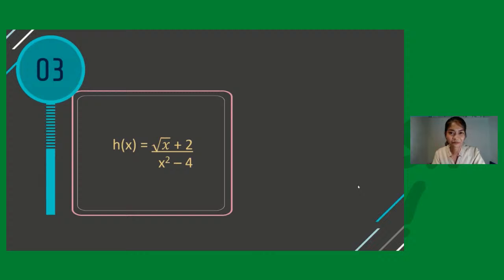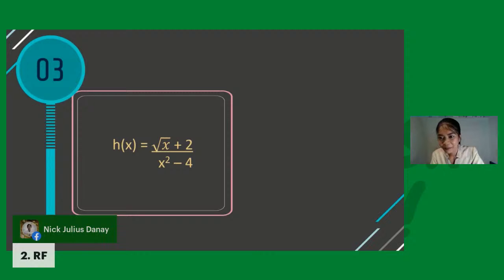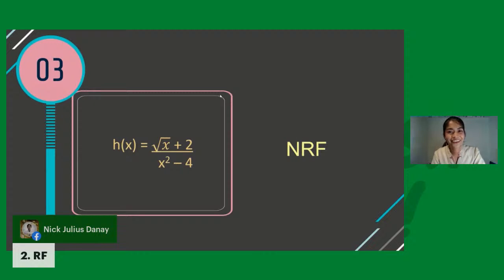How about number 3? Given the function h of x equals square root of x plus 2 all over x squared minus 4. Is this RF or NRF? Number 3, is that RF or NRF? The given is h of x is equal to square root of x plus 2 all over x squared minus 4. Okay, sabi ni Mylene Joy Balingasa that number 3 is NRF daw. Let's see if her answer is correct.